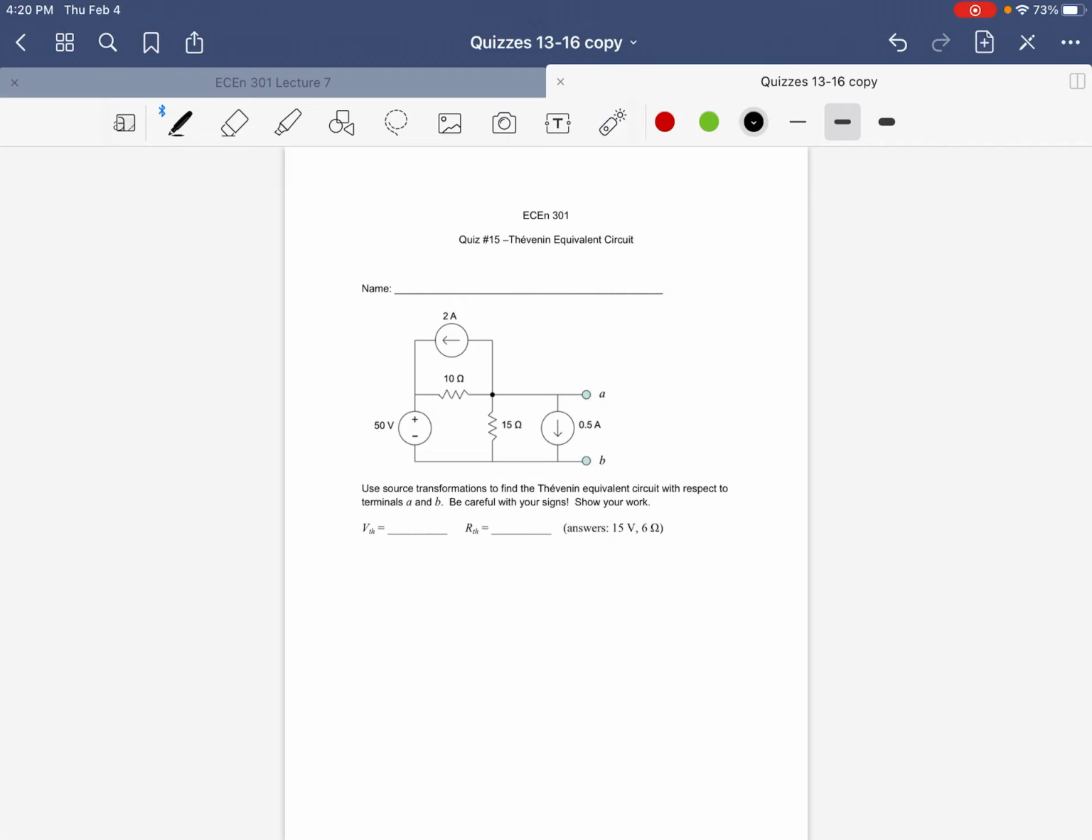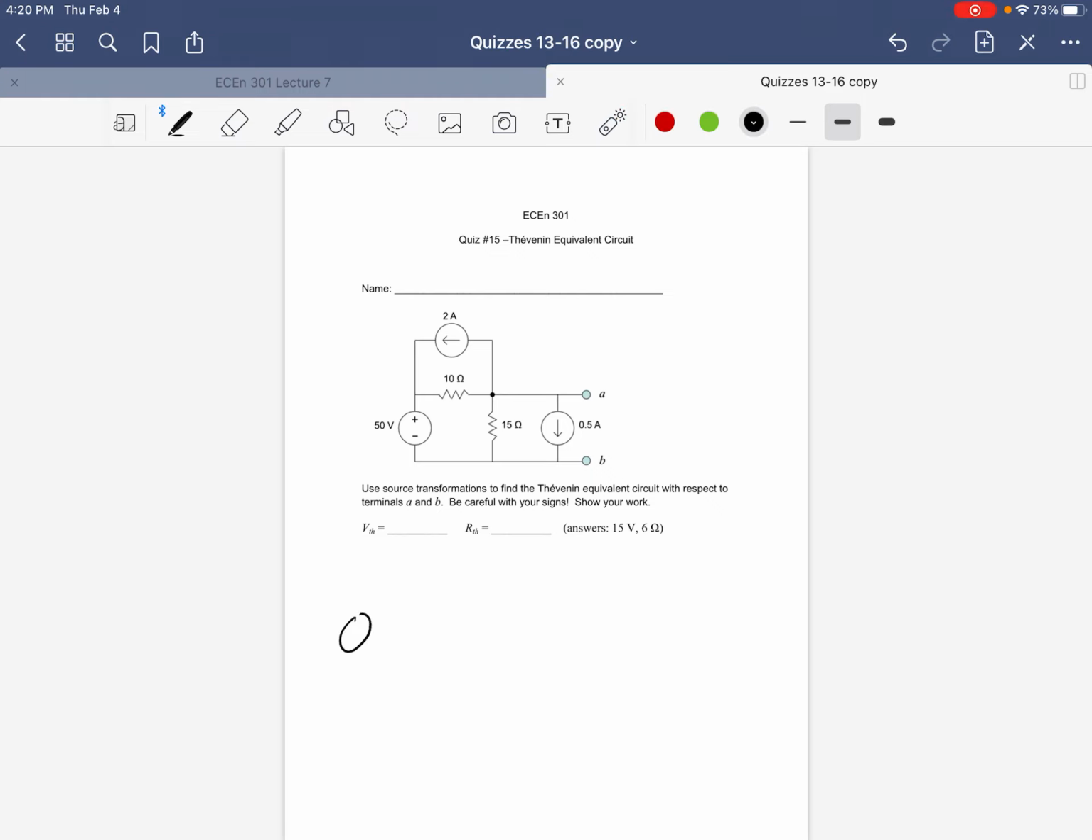Okay, this is quiz number 15, and again we want to do a number of different source transformations to try to find the Thevenin equivalent. So we can start out right here. We have a current source and a resistor in parallel. So let's do a source transformation. See if that helps us out.